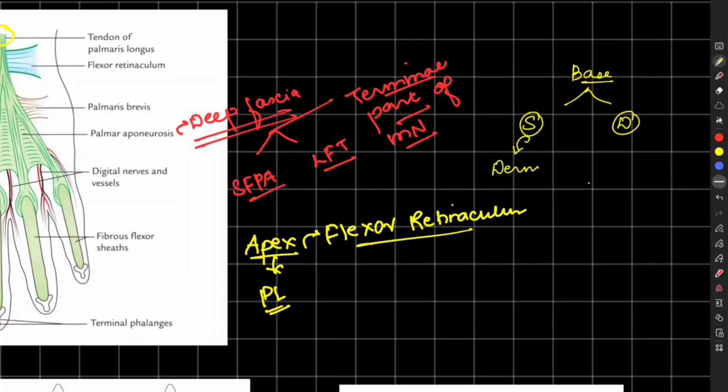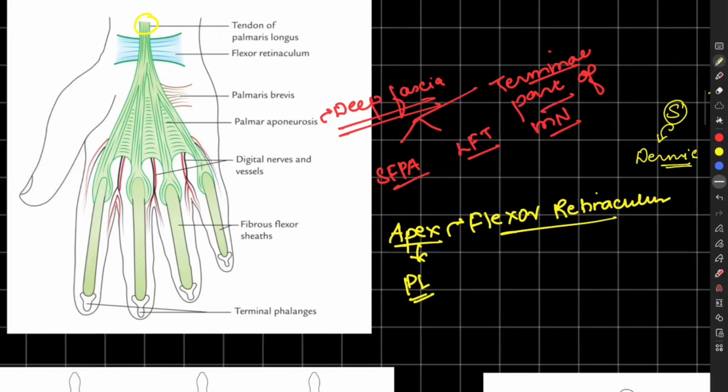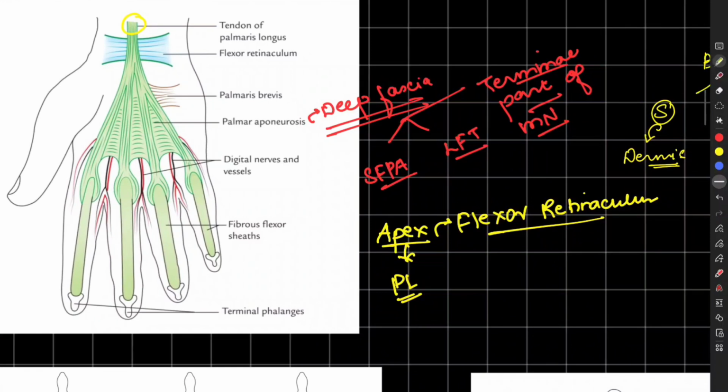The superficial stratum is attached to the dermis. So the first division is into the superficial and the deep strata. Superficial is attached to the dermis. Now, the deep strata divides into 4 slips. That is the second division, into 4 slips. Where do the slips divide? At the base of the heads of the metacarpal bones.